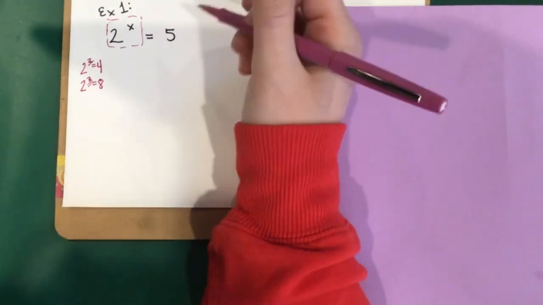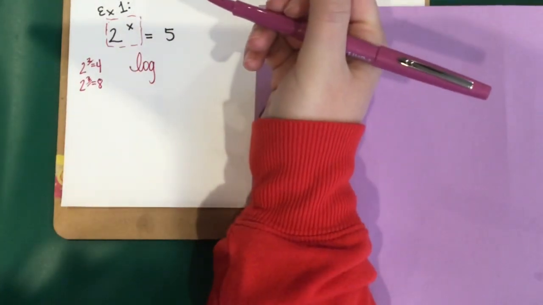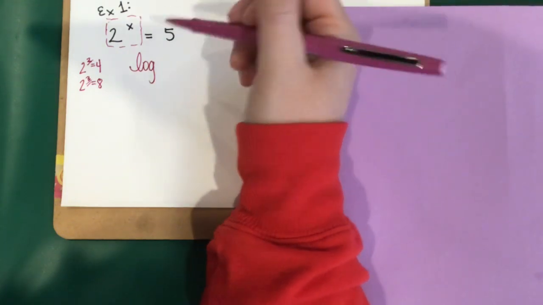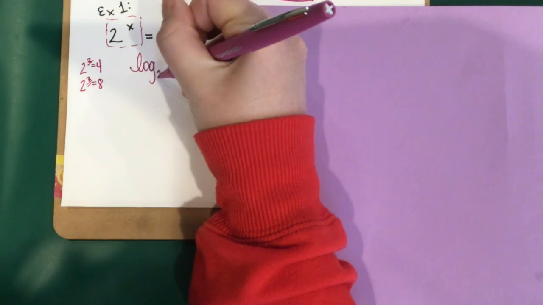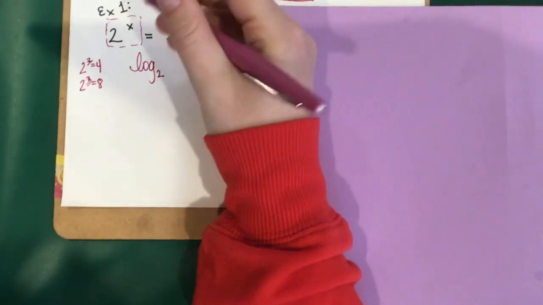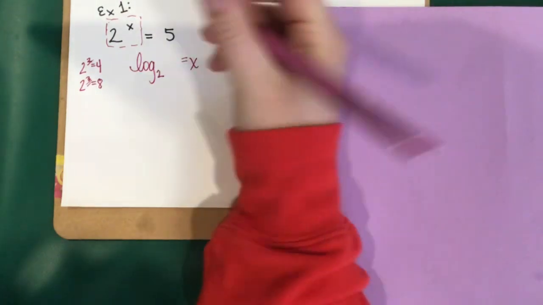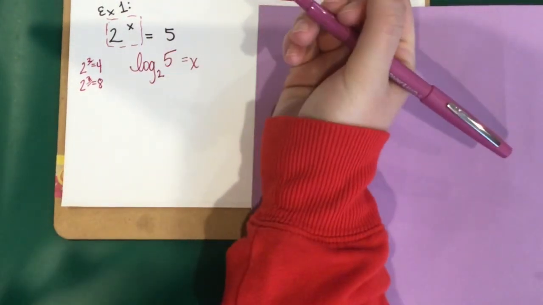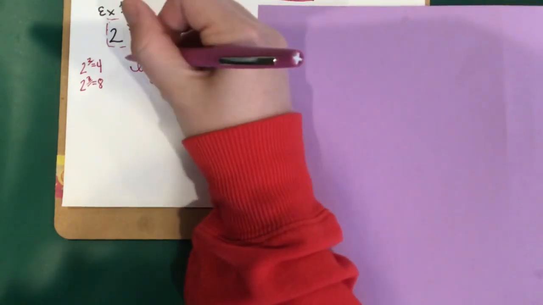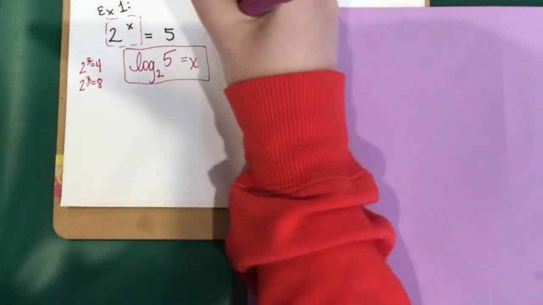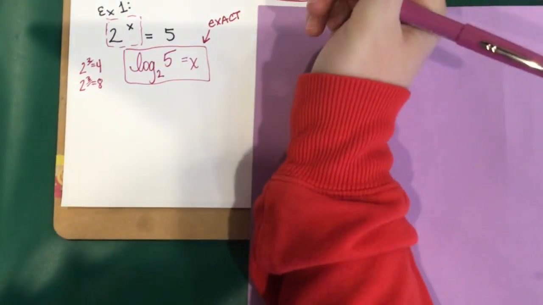But what I have to do now is change this to logarithmic form. Well, if you guys recall, the base of your exponent is the base of your log. And remember, a logarithm is an exponent, so it's going to equal the exponent. So we end up with log base 2 of 5 equals x. That's the solution. This is the exact solution.